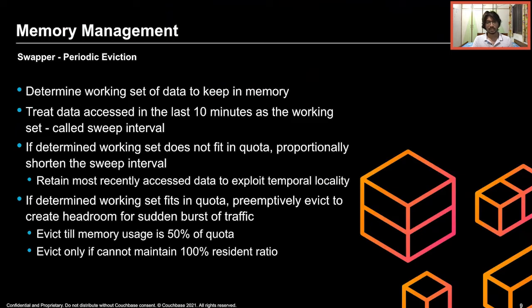If the determined working set fits in quota, then Plasma will preemptively evict data to create headroom below the quota for sudden allocations that are caused by bursty traffic. This eviction runs till memory usage is 50% of the quota and only runs if the index is expected to not completely fit in memory.